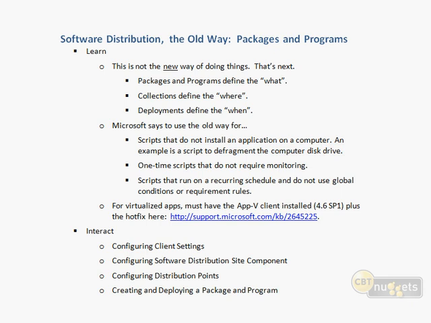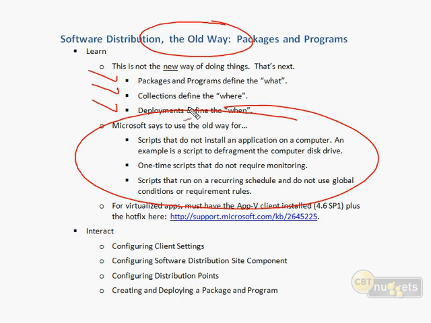So what have we talked about in this nugget? We have talked about the old way of doing software distribution. We talked about how packages and programs define the content, or the what, collections are the where, and deployments are the when. We talked about how Microsoft says that even though there is this new way of deploying software, the old way is handy for a certain set of circumstances. I showed you, both directly and indirectly, and that was done on purpose, how to build the package that is required to get the AppV client installed.